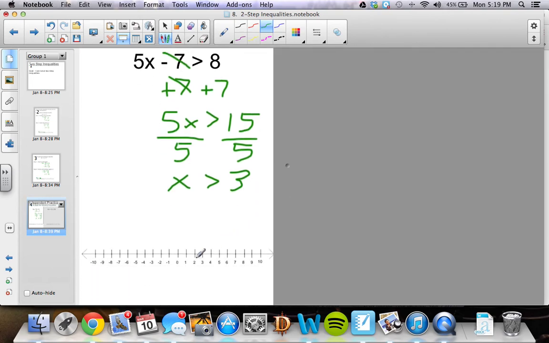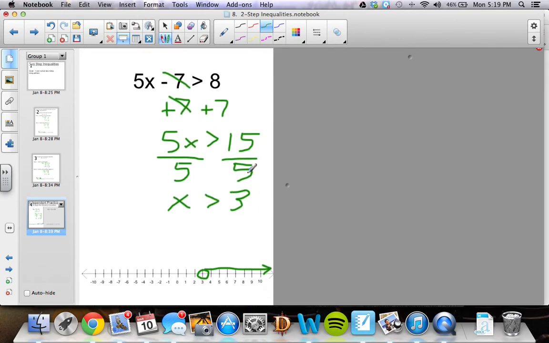Come down here to the graph. Hopefully you can see that. We're going to go to 3. It's going to be an open circle on 3, and it's x is greater than 3. So any number to the right of 3 on the number line will make that statement true.